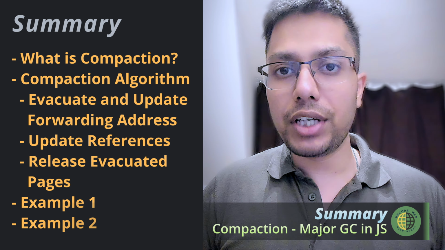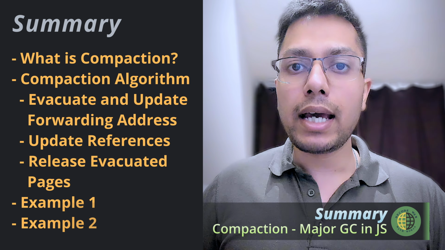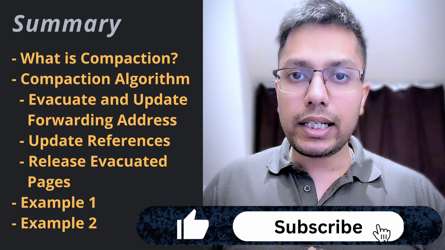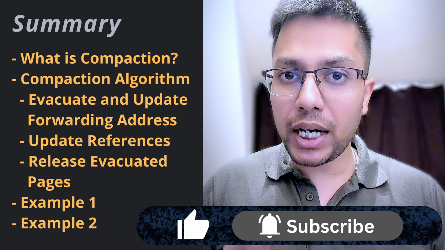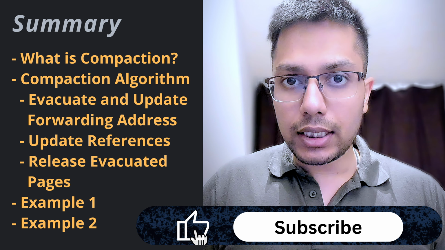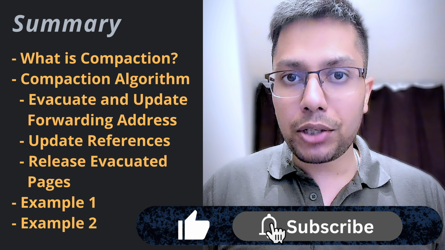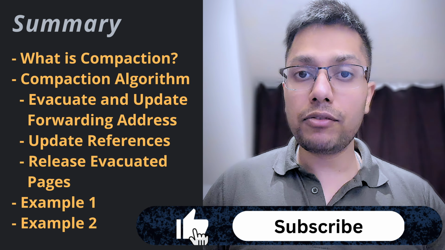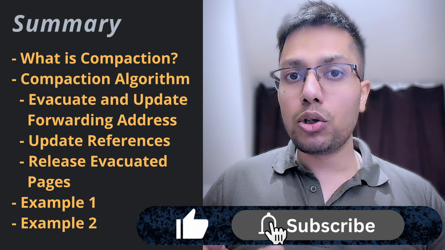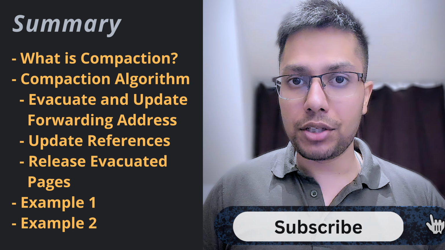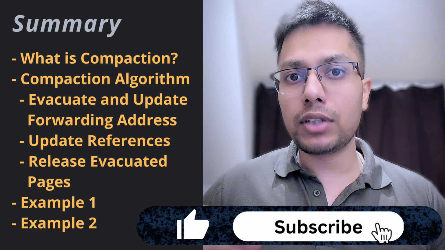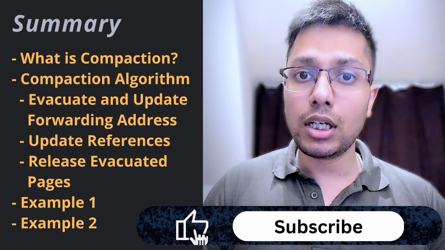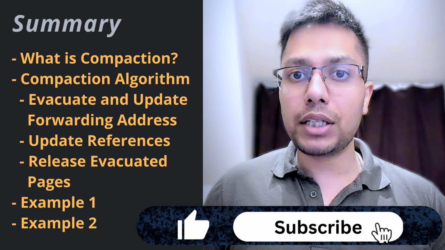So, to summarize, we have discussed the compaction process and the various algorithms that are needed for this process in detail. Mainly the evacuation of objects from a picked page, updating the object references, and then removal of the evacuated page. We also visualized this with a couple of examples. In the first example, we saw the allocation of a new page to evacuate the objects from a picked page, and then the deallocation of the evacuated page.